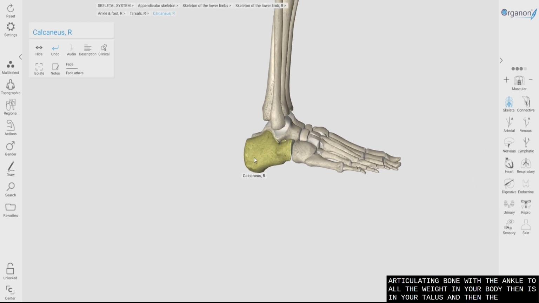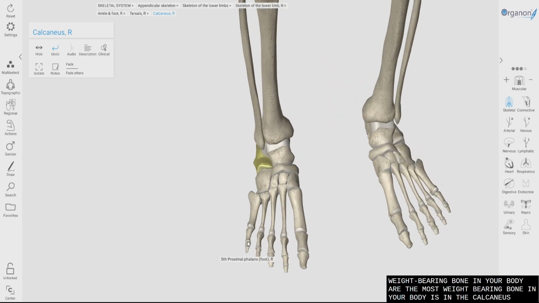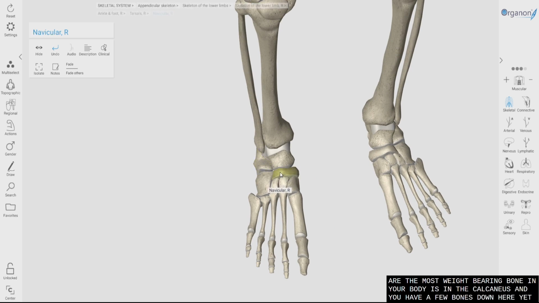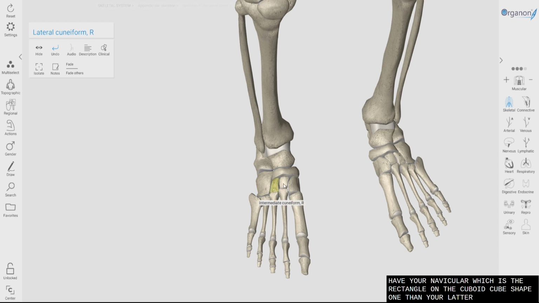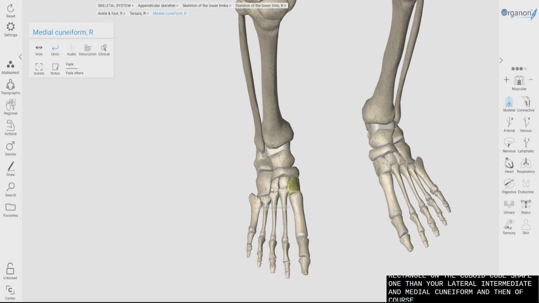And then the most weight-bearing bone in your body is the calcaneus. And you have a few bones down here. You have your navicular, which is the rectangle one, the cuboid, which is the cube-shaped one, then your lateral, intermediate, and medial cuneiform. And then, of course, these are your tarsals. Then you have your metatarsals, and then you have your phalanges as well.